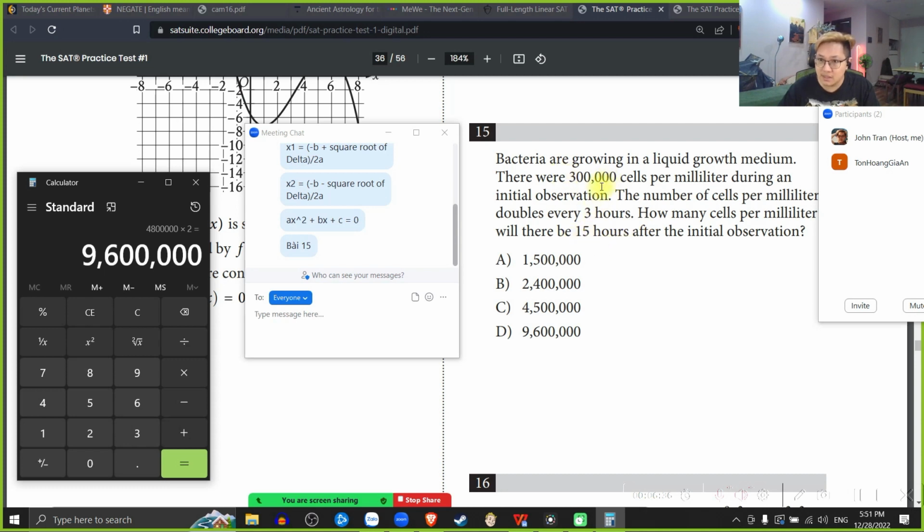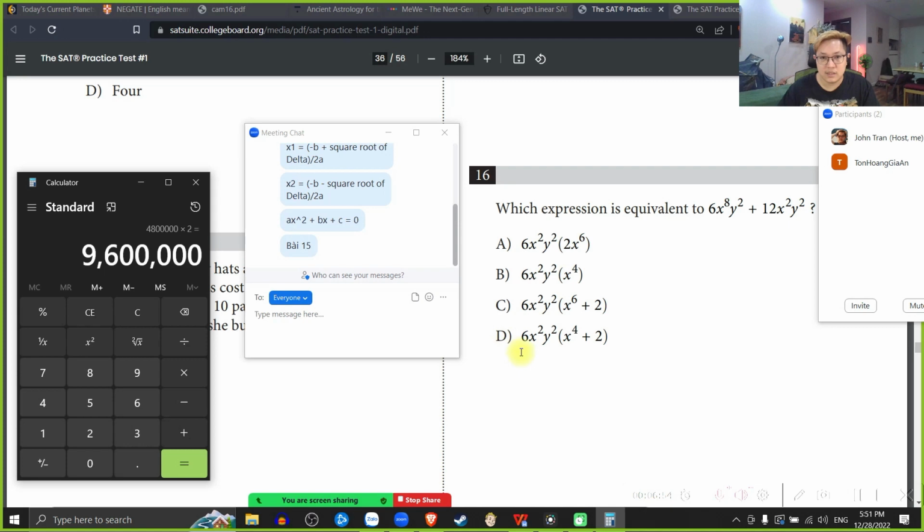Xong rồi lấy 300.000 cứ nhân lên 5 đúng không? Dạ đúng. So you think that it's 15 and 3, it's like multiplied by 5, but no. How about here? Double every 3 hours. You forgot that, did you? You forgot that. Okay, so it's 9,600,000.